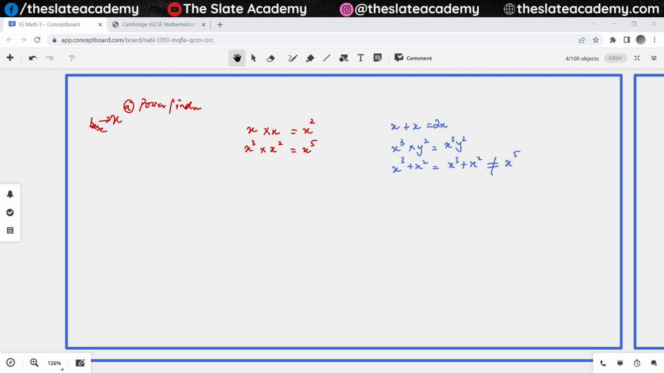We have to know a clear distinction between the rule for addition and the rule for multiplication. Only when we are multiplying the numbers, number one, and secondly the bases are the same, only then would the powers add. Okay, is this clear, Miss Aisha?